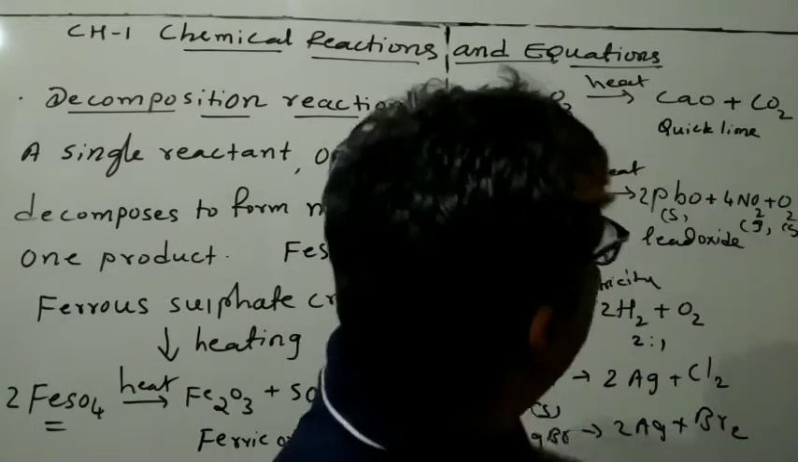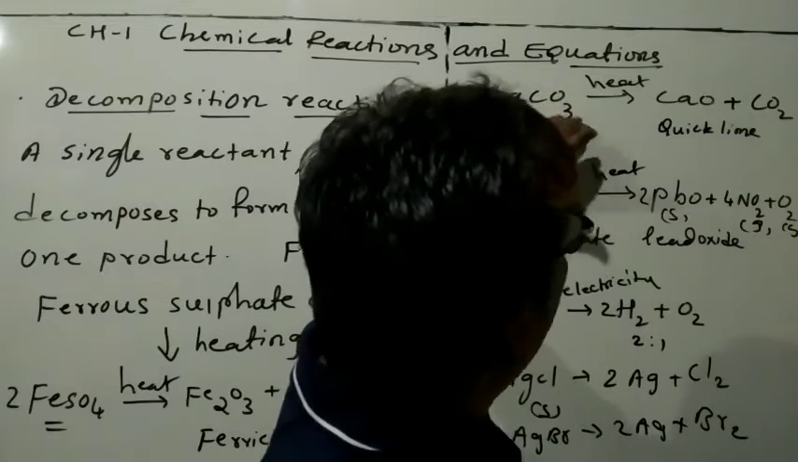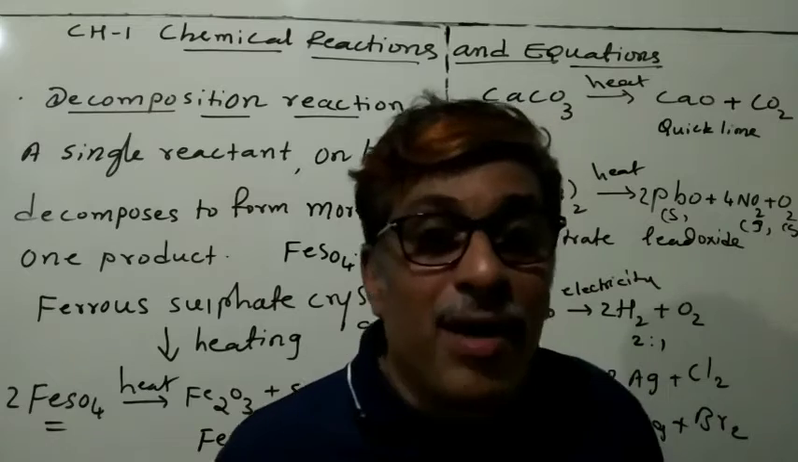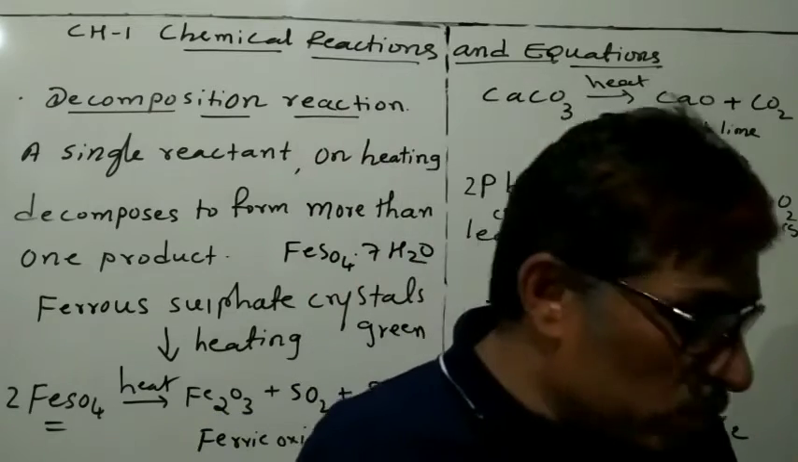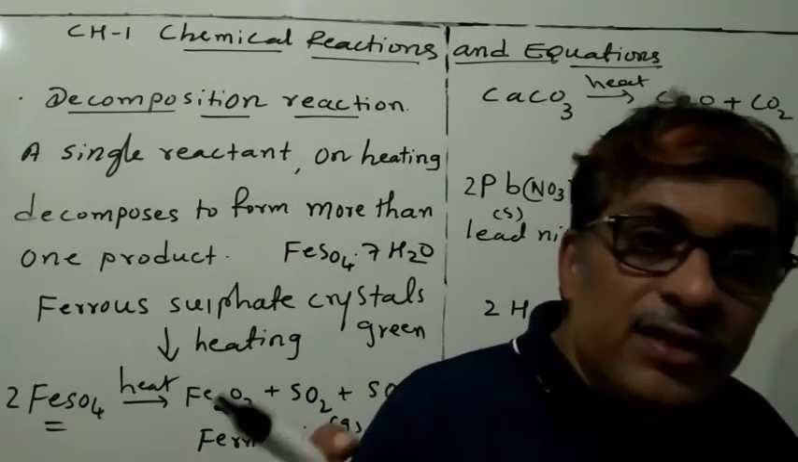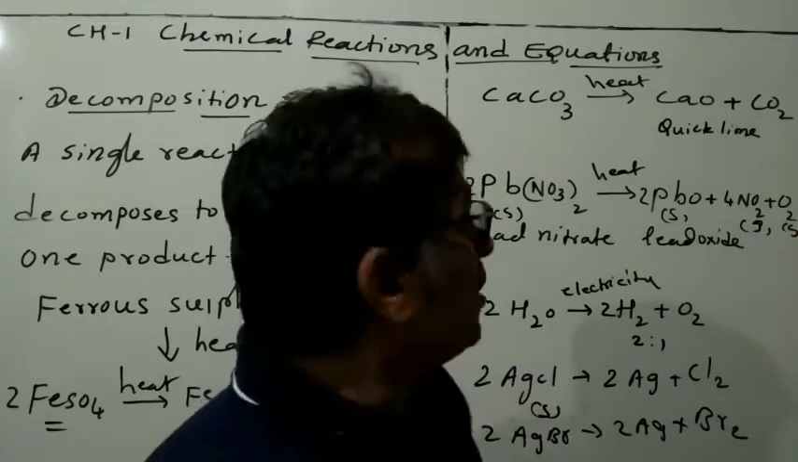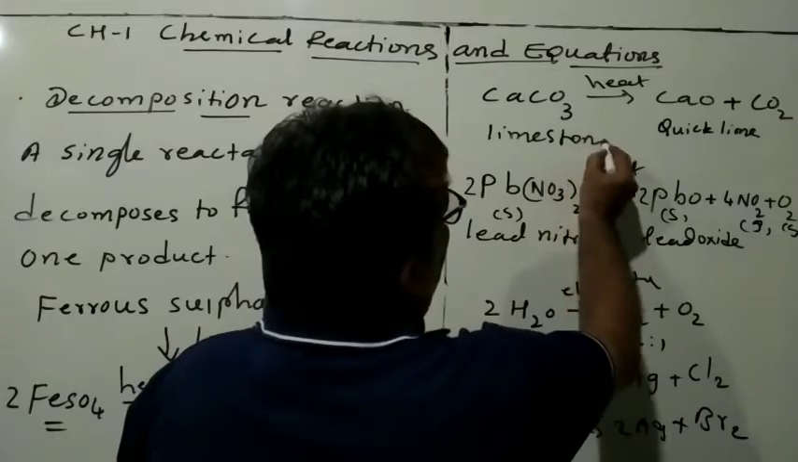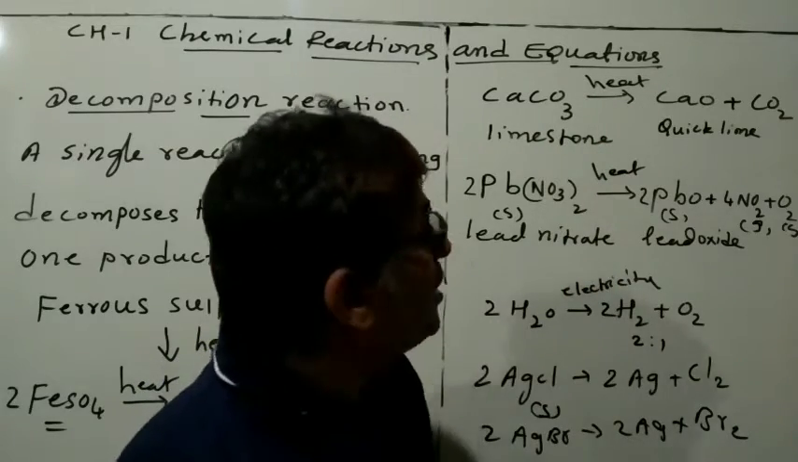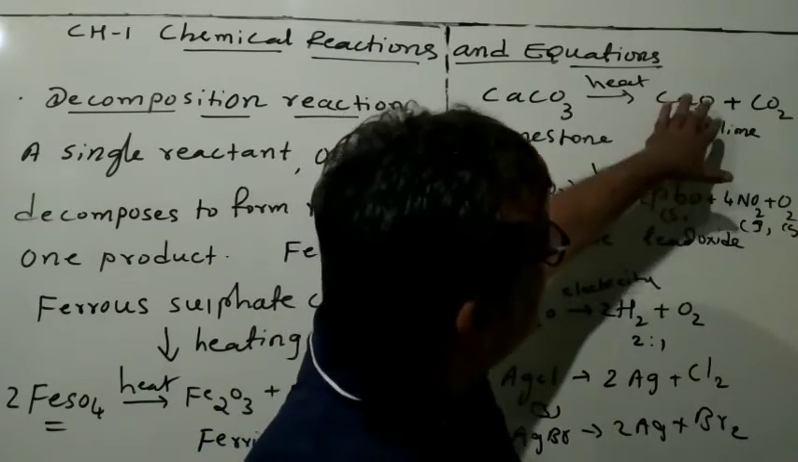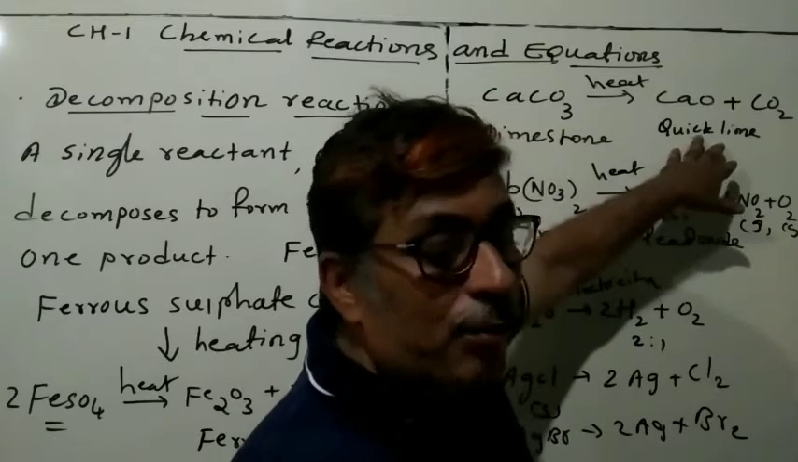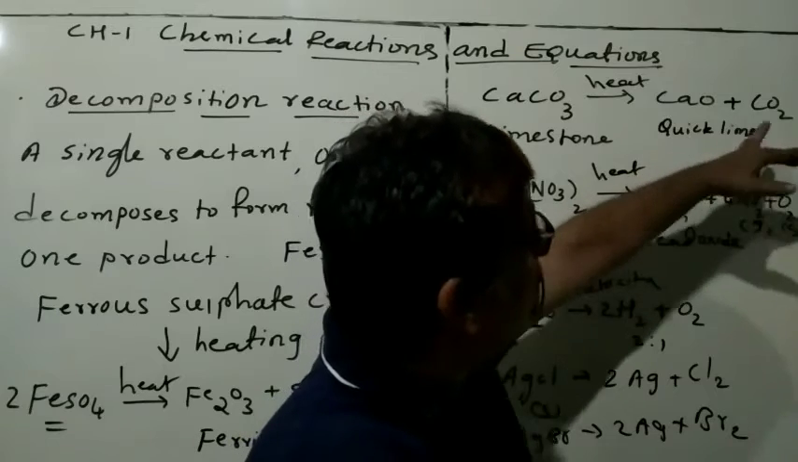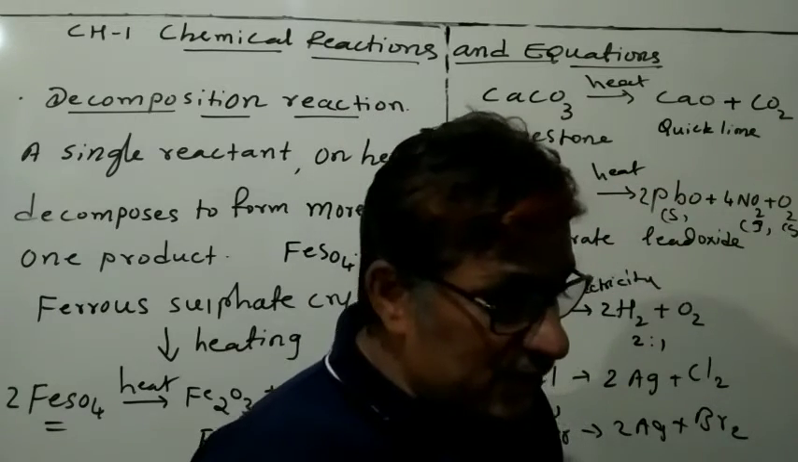Another one we have discussed is the decomposition of calcium carbonate. See, calcium carbonate, CaCO3, is also called marble, and we also say limestone. On heating, you will get calcium oxide, which you call quicklime or lime. This is used in the manufacture of cement, and it also produces carbon dioxide gas.